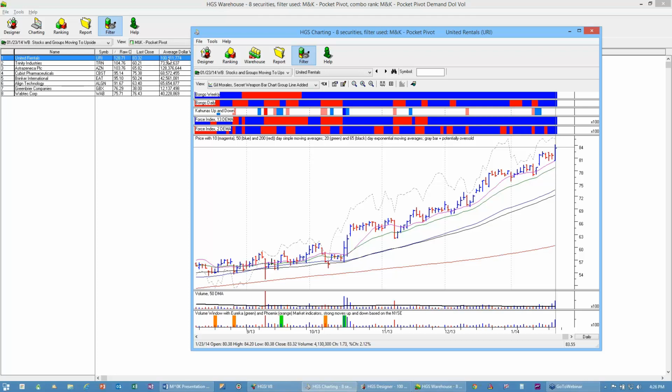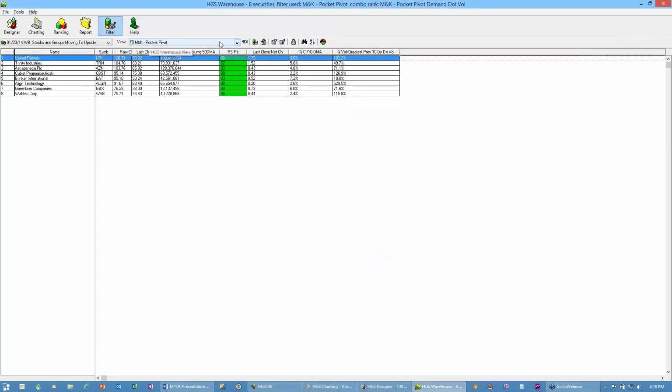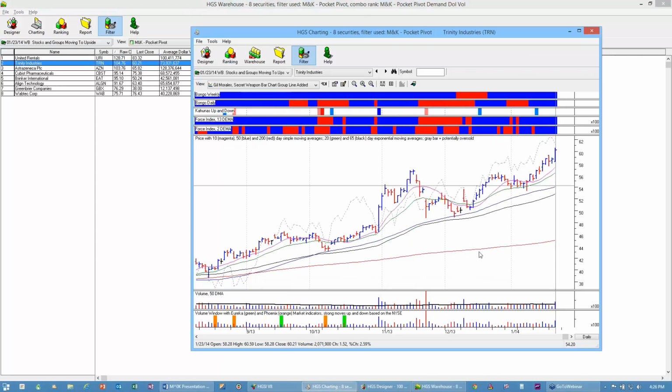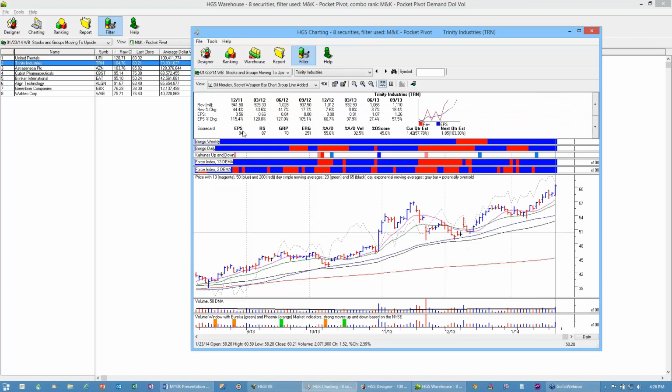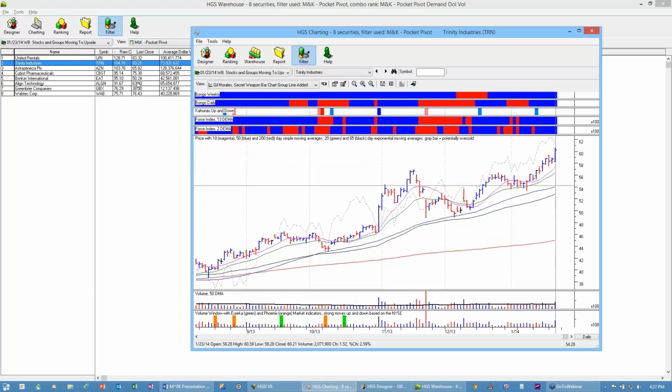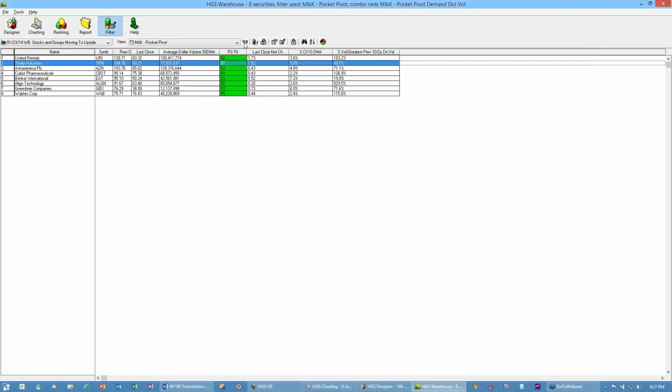So getting back to my original thought here, you can use any of Gill's views, or the M&K views I should say, and apply it to another group. Let's just look at one more in here, Trinity Industries. Once again, with this group line in here, you can see the group was going up and Trinity was going with it. If I look at the fundamentals, you can see the group rank here is 70. But it's always nice to have a visual.